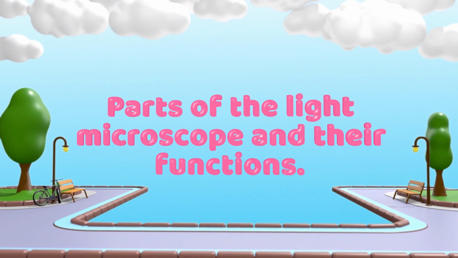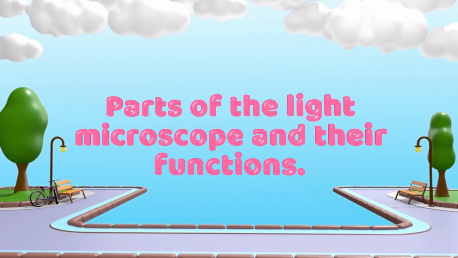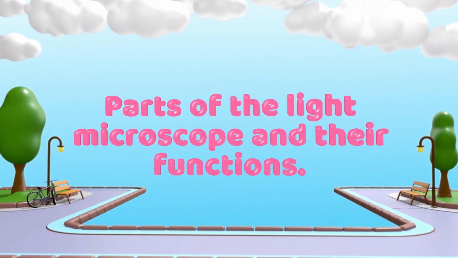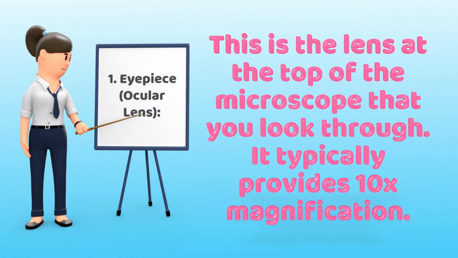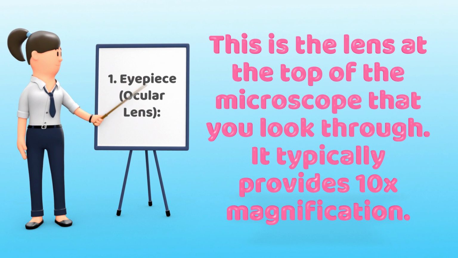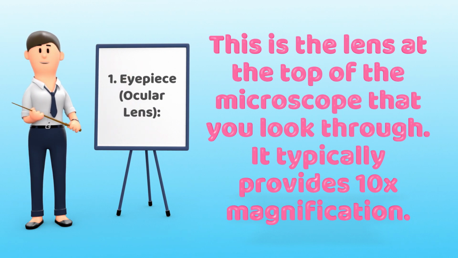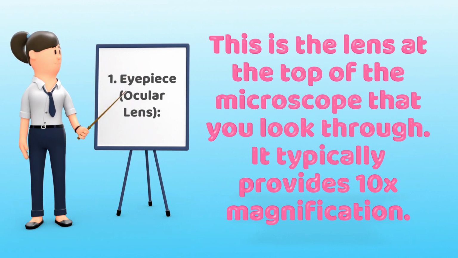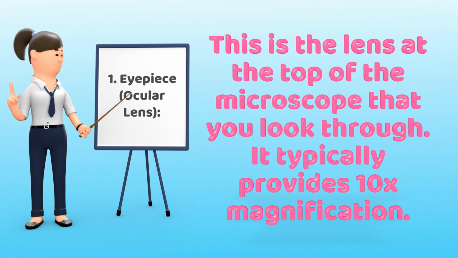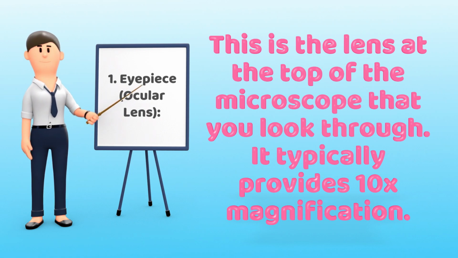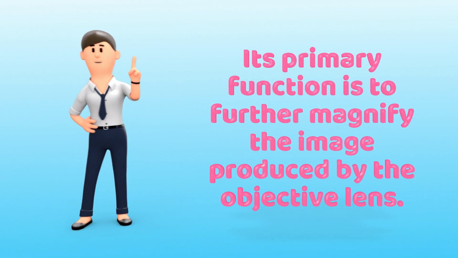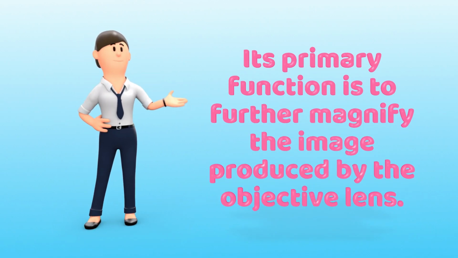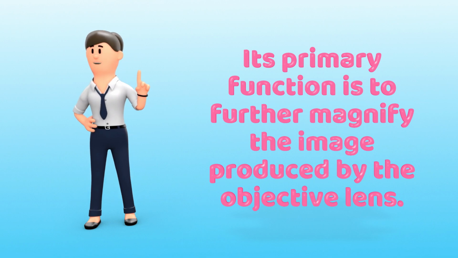So now, let's see the parts of the light microscope and their functions. So here we have the eyepiece or ocular lens. This is a lens at the top of the microscope that you look through. It typically provides 10 times magnification. Also, its primary function is to further magnify the image produced by the objective lens.